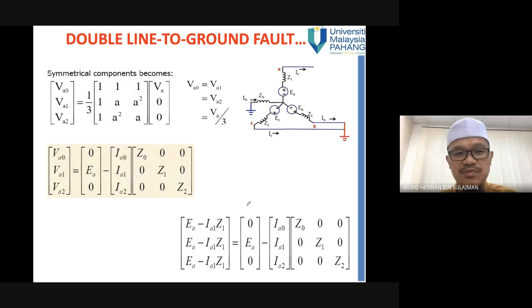So similar to the previous analysis, we know our symmetrical components VA0, VA1, VA2 equal 1/3 times the matrix of A and A inverse times VA, VB, VC, and now VB and VC are 0. You just put back all the VB and VC. From this equation, we can get that your VA0 equals VA1, as well as equals VA over 3.